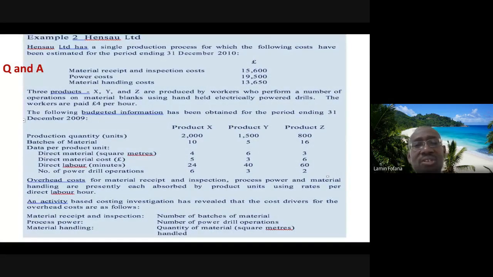So, any questions before we go to our example? When we answer this example, then we will have a good understanding of it. Any questions, please?